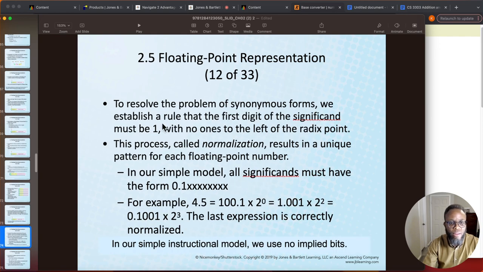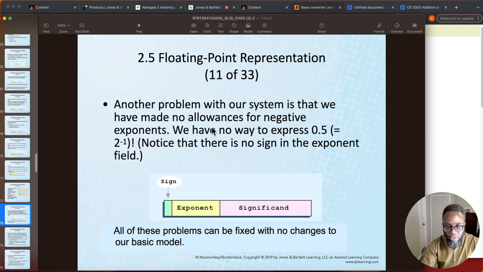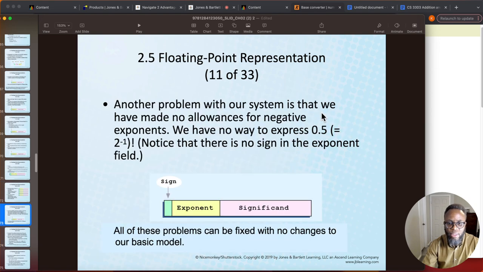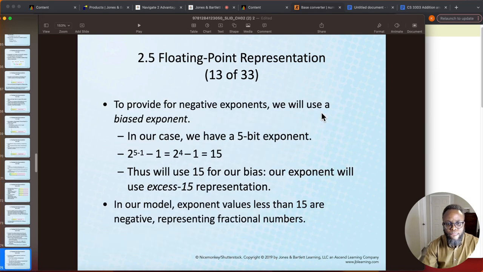Okay, so read through this. Now it says, to resolve the problem of synonymous forms where you have different ways of representing a number, we establish a rule that the first digit of the significand must be 1. So if you go back to previous slides, the first digit of the significand, which is this pink box, should be 1. So this is the normalized form. So that's normalization.